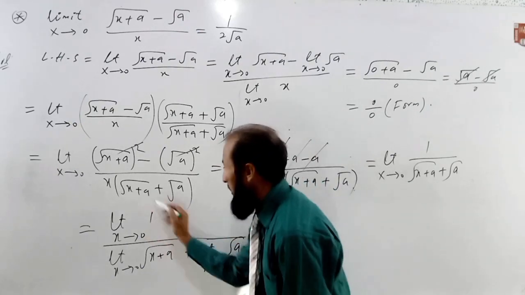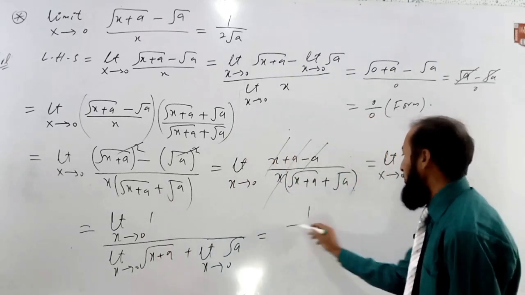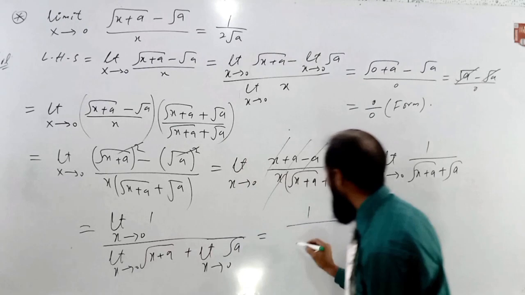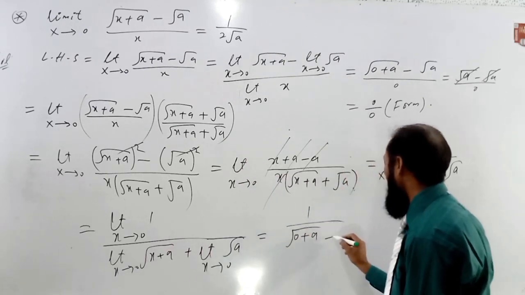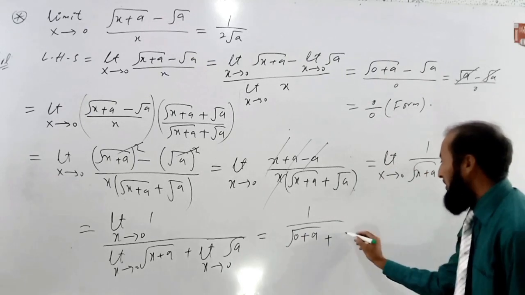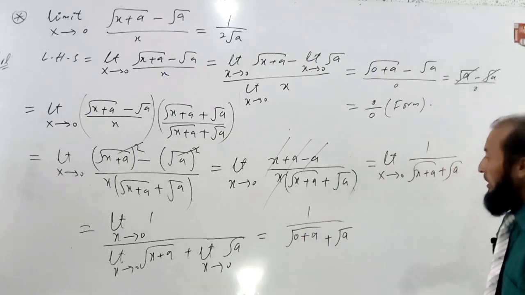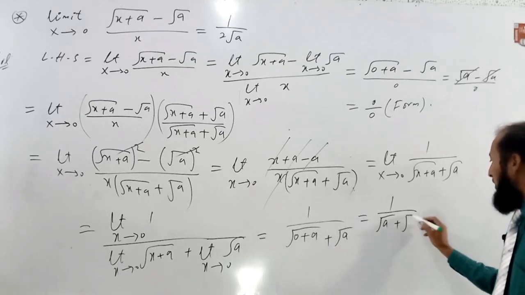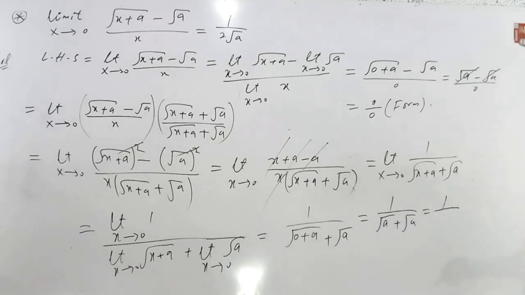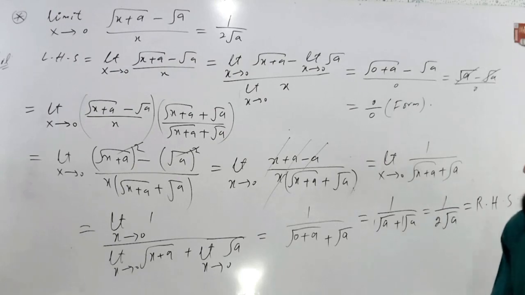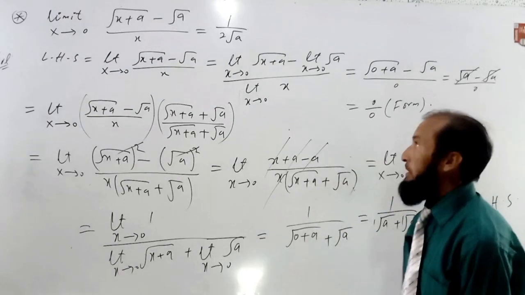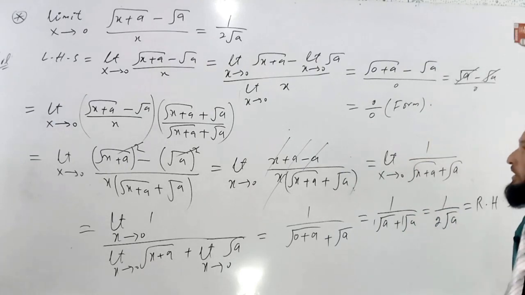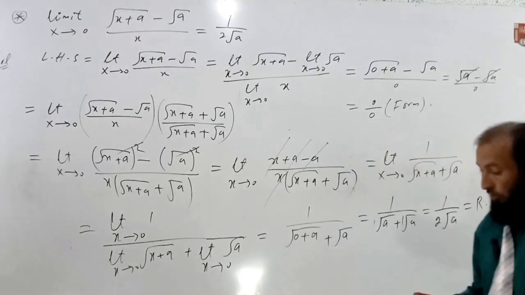Now here is again the constant rule because x is not present, so we put 1. Here x is equal to 0, so 0 plus a under root, and here is also a constant because x is not present, so we get square root of a. Now simplify: square root of a plus square root of a, so we add the coefficients of the denominator. Here is 1 and here is 1, so 2 square root of a, which is the right hand side of the limits. So limit x tends to 0, square root of x plus a minus square root of a divided by x is equal to 1 by 2 square root of a.